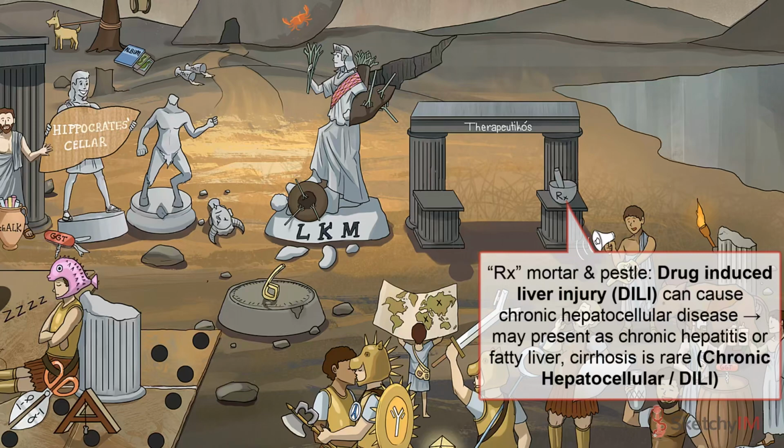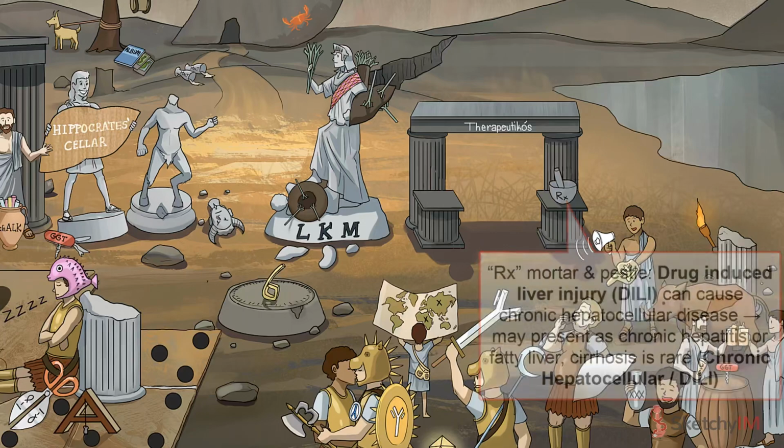Two phenotypes are relevant here in our chronic hepatocellular disease differential: chronic hepatitis and fatty liver. Both are typically seen only after long-term use of the offending drug. In both, most patients present with asymptomatic mild or moderate elevations in AST and ALT. Progression to cirrhosis is relatively rare.